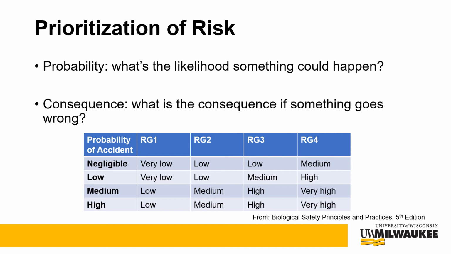So if you have a high probability of something potentially occurring and you plan on working with a risk group 3 agent, that's going to be a high consequence for not mitigating that risk ahead of time. And that's what this chart is showing: the higher the risk group of the agent, the higher the potential for that consequence to be very, very negative.